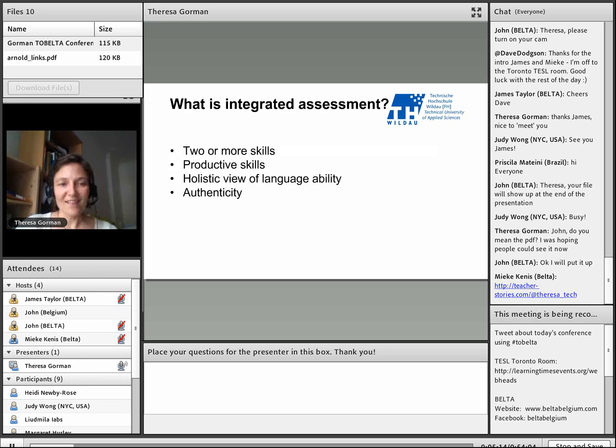Up until now, the main focus with integrated assessment has been in English for academic purposes. So looking at students' abilities as they enter university, assessing how well they will survive university in English. And so there's been a lot of research around the TOEIC test of English for international communication, the TOEFL test of English as a foreign language, but not as much in business English, which I think is really interesting.